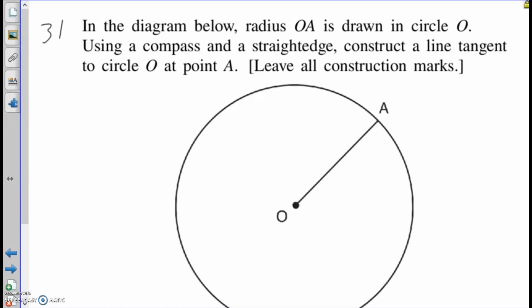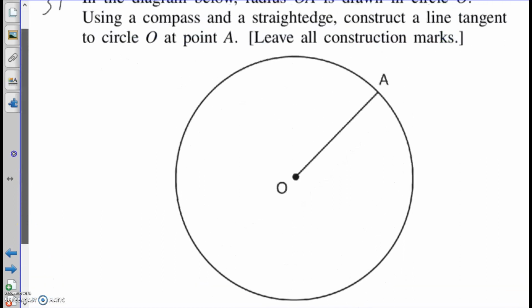Geometry Common Core, the June 2016 Regents exam, starting on number 31. So in the diagram below, radius OA is drawn in circle O. Using a compass and a straight edge, construct a line tangent to circle O at point A. And of course, leave all your construction marks.